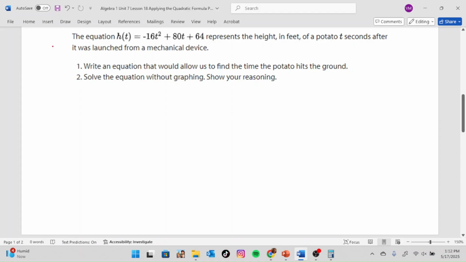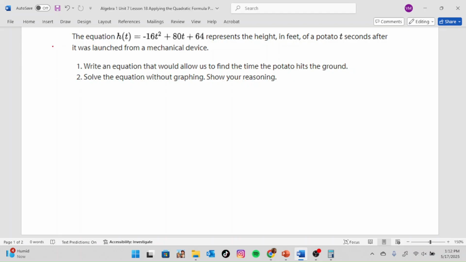Practice problem number 2 says the equation here represents the height in feet of a potato t seconds after it was launched from a mechanical device. Number 1 simply wants us to write an equation that would allow us to find the time that the potato hits the ground.